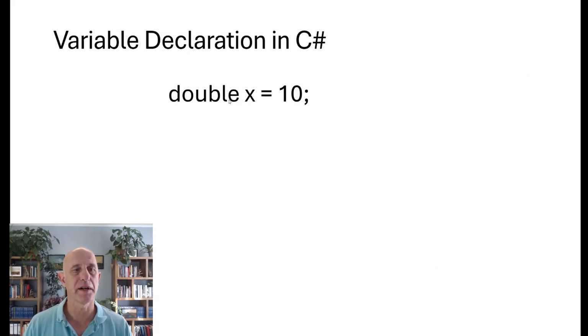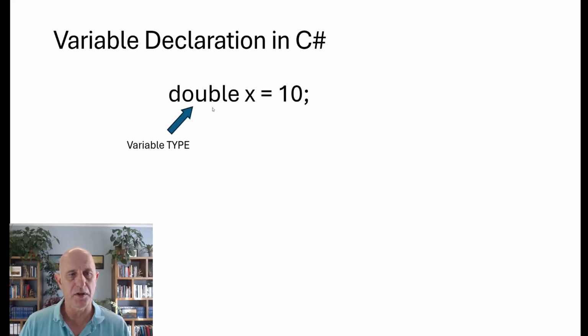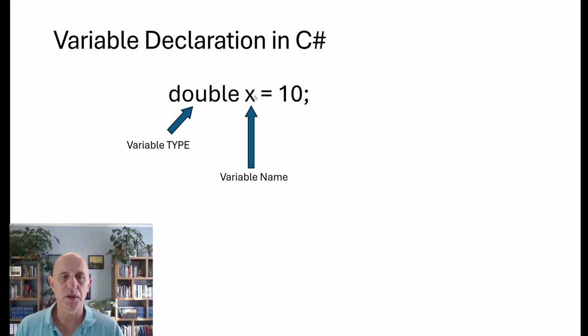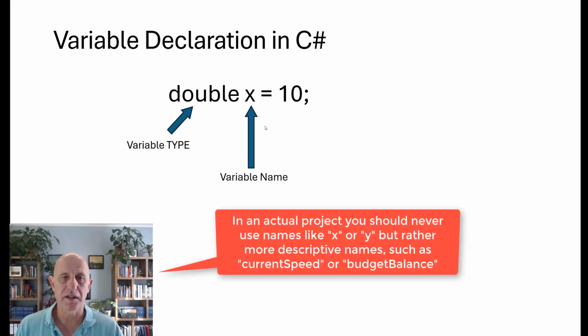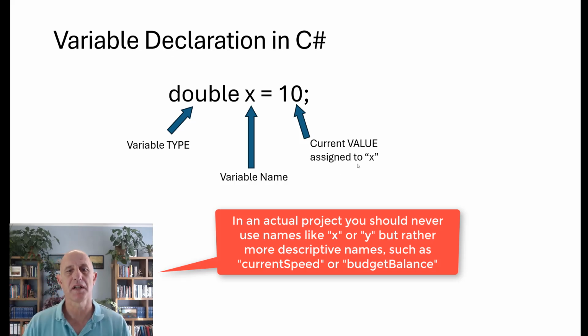So how do we declare a variable? This is the way that you declare a variable. First off, you put the variable type. So a double precision number is going to be our variable type, and next you put the variable name. X is equal to 10. That is the current value assigned to X.